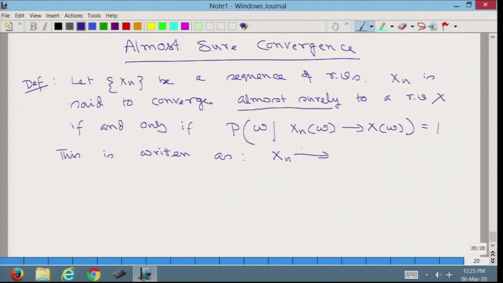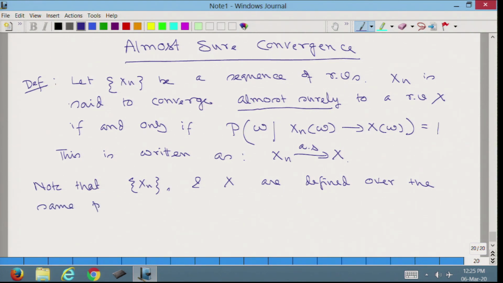X_n almost surely converging to X. Note that all X_n's and X are defined over the same probability space (Omega, S, P), and small omega belongs to capital Omega.